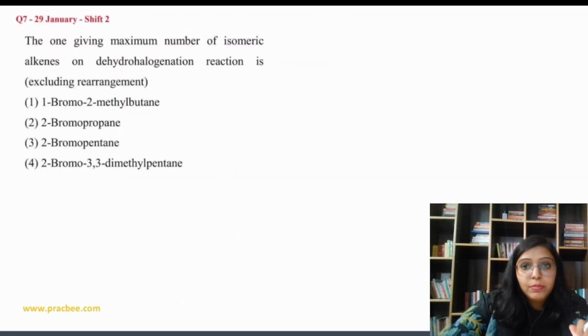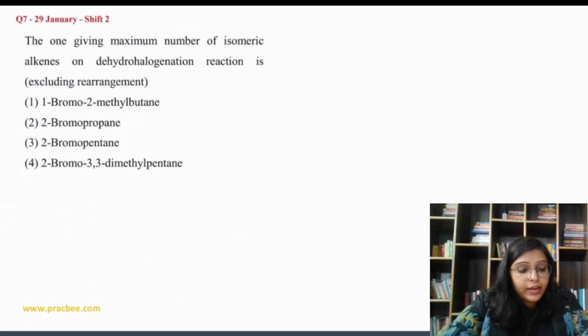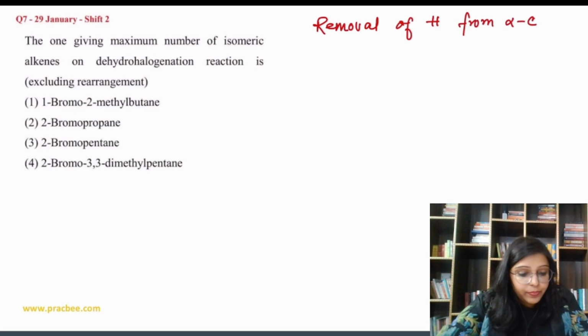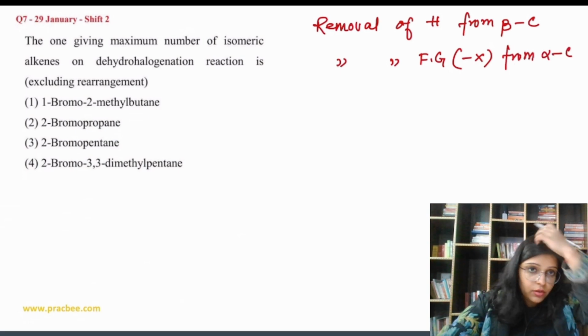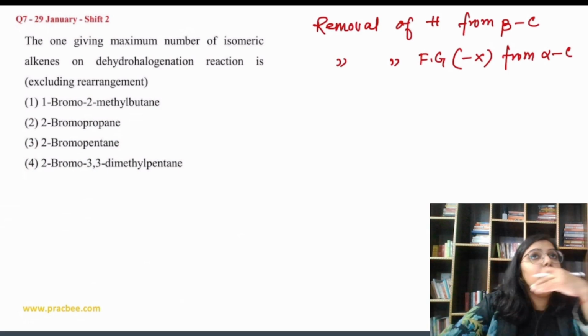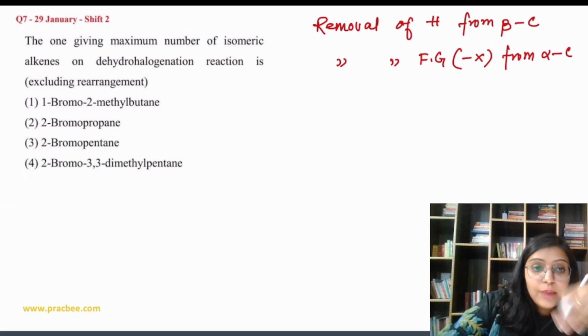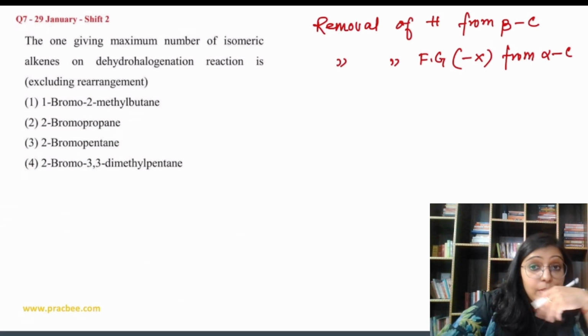The one giving maximum number of isomeric alkenes on dehydrohalogenation reaction. So first of all, dehydrohalogenation means removal of hydrogen from beta carbon, not halogen from alpha carbon. Removal of hydrogen from beta carbon and removal of the functional group, which is the halogen, from alpha carbon. Because the carbon bonded to the functional group is the alpha carbon, right?